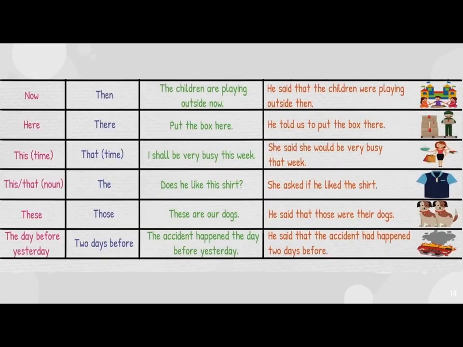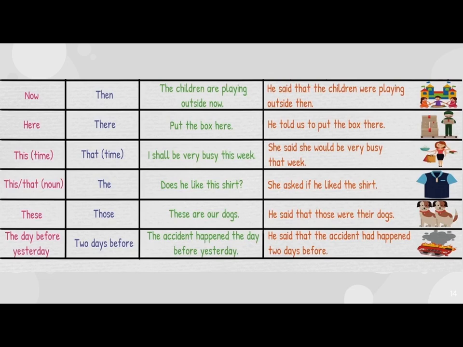And we move on with the following. Now, whenever you say now, you have to use then. Here, there. When you say this, but when you're talking about this, in the case of time, we're going to use that. This time, this week. So for example, I didn't visit my grandparents this week. Well, he said that he hadn't visited his grandparents that week. Then in the case of this and that, we're going to use that.